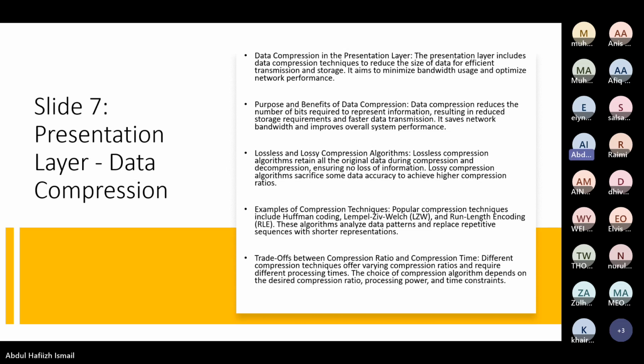So when choosing a compression algorithm, it's important to consider the trade-off between compression ratio and compression time. Different compression techniques offer varying compression ratios, with some achieving higher compression at the cost of longer processing times. So the choice of algorithm depends on the specific requirements, such as the desired compression ratio, available processing power, and also time constraints.